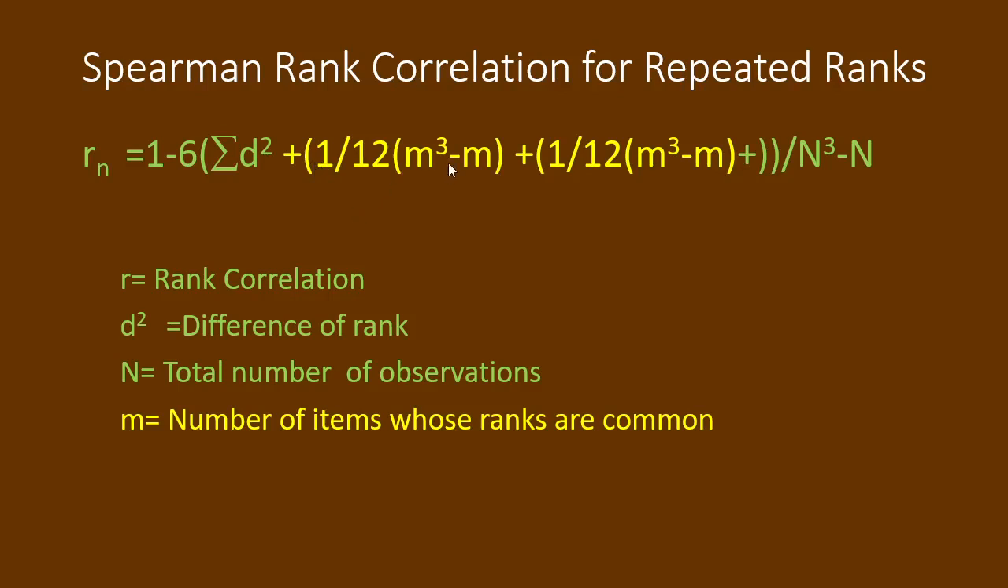1/12 into m cube minus m. So that is the only change for repeated ranks. Here, sigma d square and n are the same as the previous case, but we have m here. This m represents the number of items whose ranks are common.